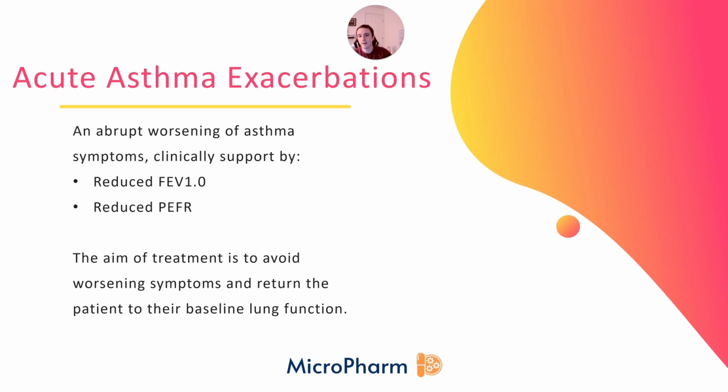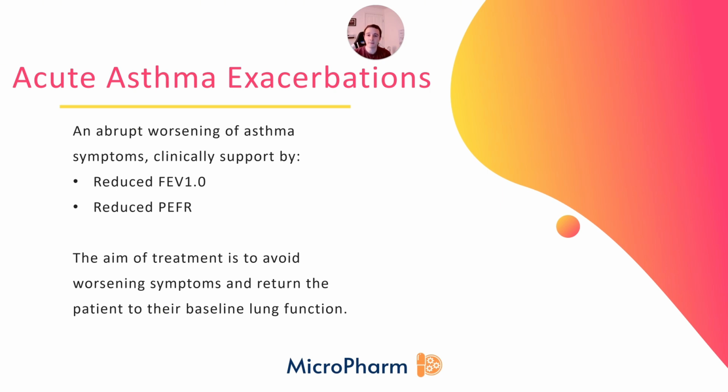So when we talk about asthma, we'll talk about acute asthma exacerbations and we'll talk about chronic asthma. So an acute asthma exacerbation is an abrupt worsening of your asthma symptoms, which normally would be over the course of about 6 hours. And it's supported clinically by tests like reduced FEV1.0, which is the amount of air you can breathe out in 1 second. That's more often tested with spirometry and is a bit tricky to do in clinic or in the emergency department.